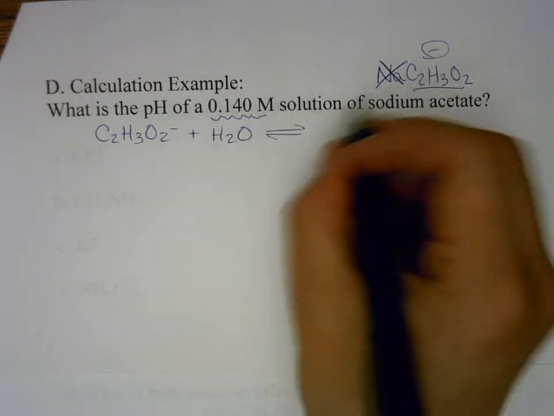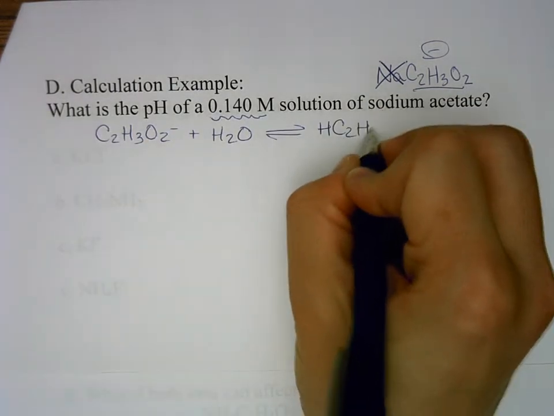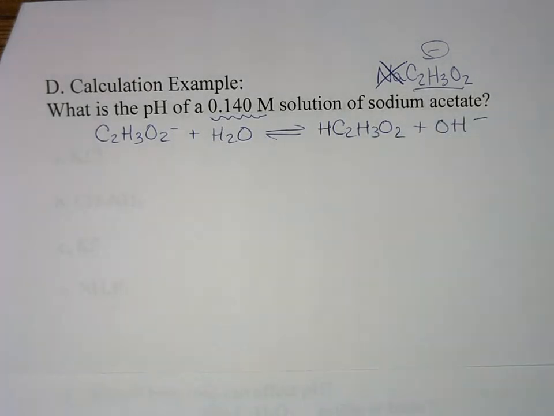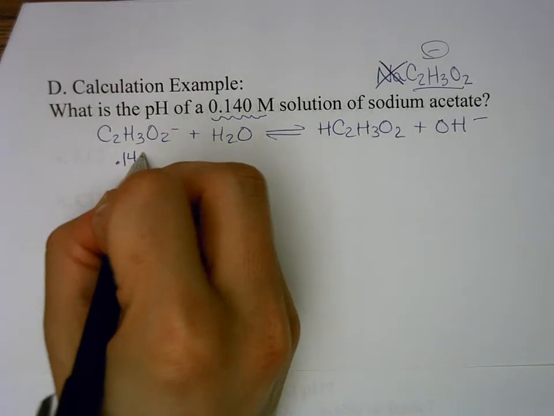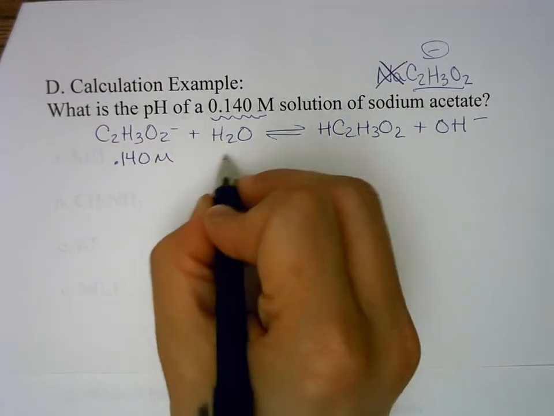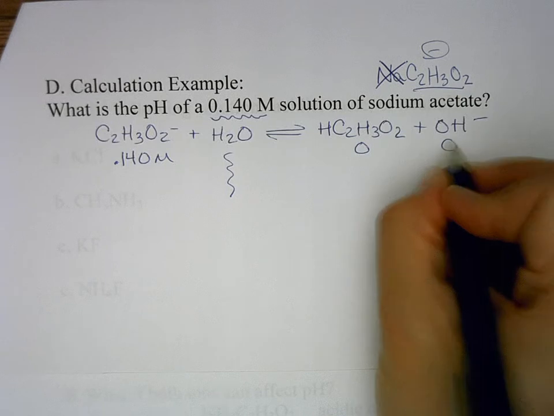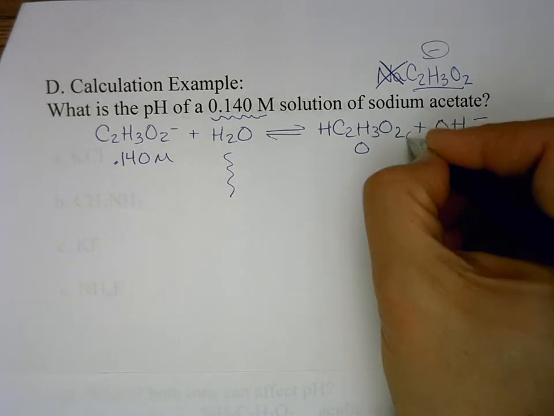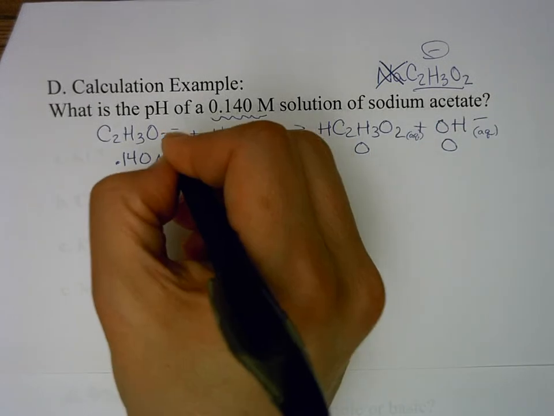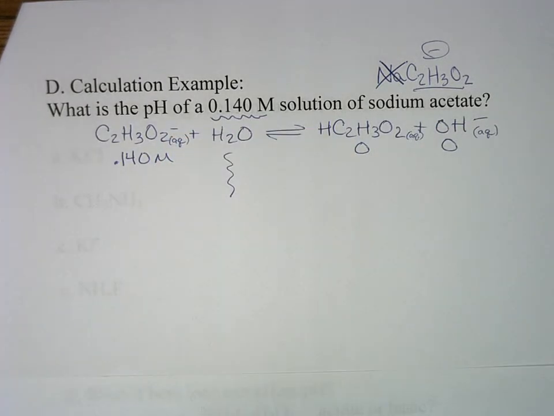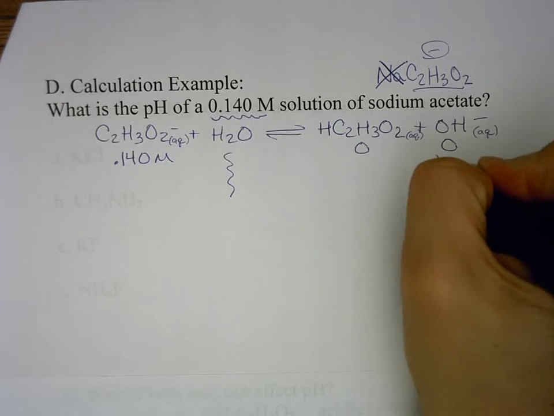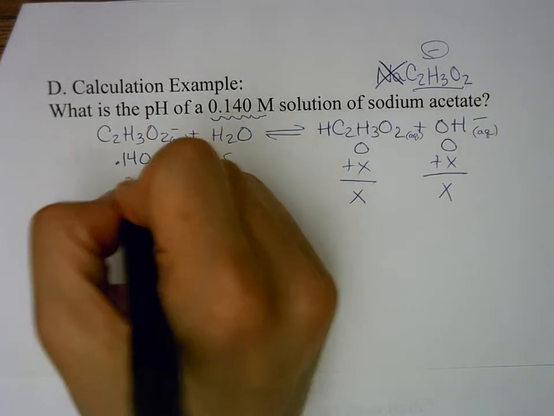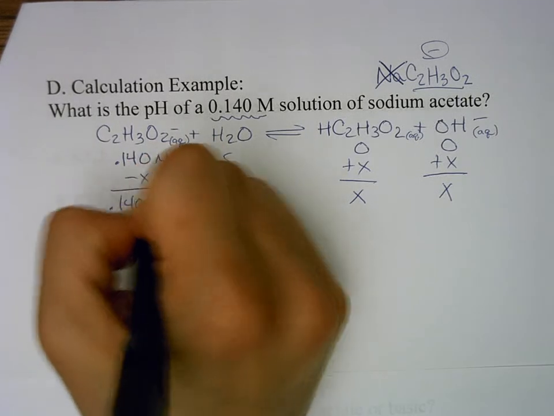I end up with HC2H3O2. We wrote this out already. Hydroxide ions. My initial concentration over here is 0.140. I don't care about water. 0, 0. These are aqueous, all of them, which is why they're included in the equilibrium expression. Plus x, x, plus x, x. At equilibrium, minus x, so 0.140 minus x.